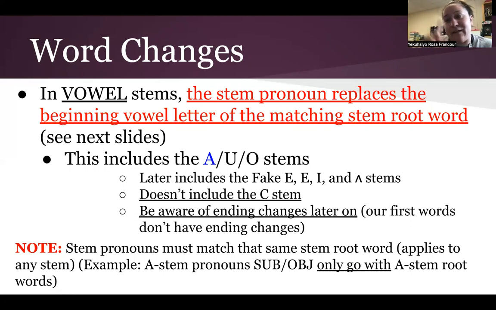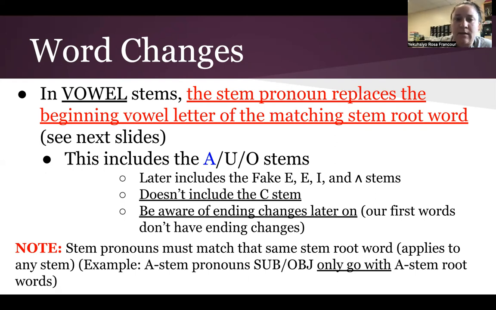In vowel stems, which is the A stem, the stem pronoun replaces the beginning vowel letter of the matching stem root word. The pronoun, which would be ga, is going to replace the first letter, the letter that indicates the stem of the root. So I'll show you that visually so you know what I'm talking about. This includes the A stem, the U stem, and the O stem.